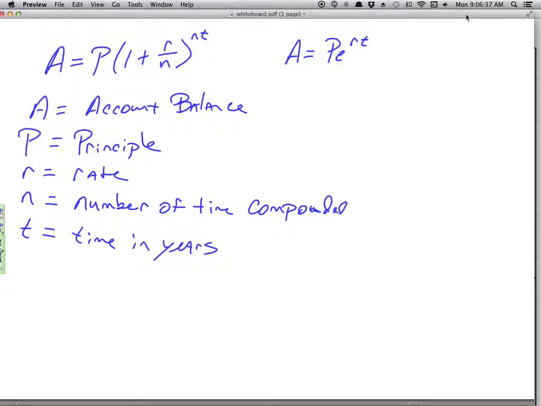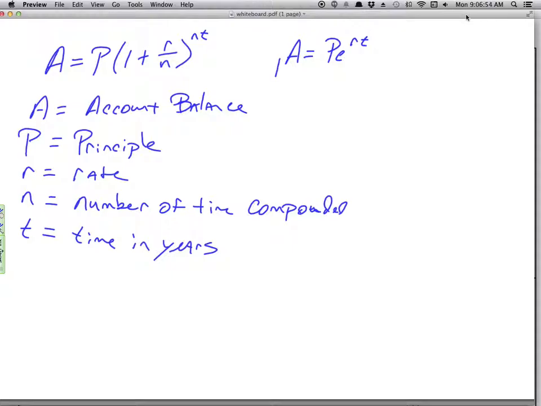Same thing over there on the right. A is still account balance. P is still principal. Again, what is e? An irrational constant. And then I have r is my rate and t is my time. So these work for both of them.